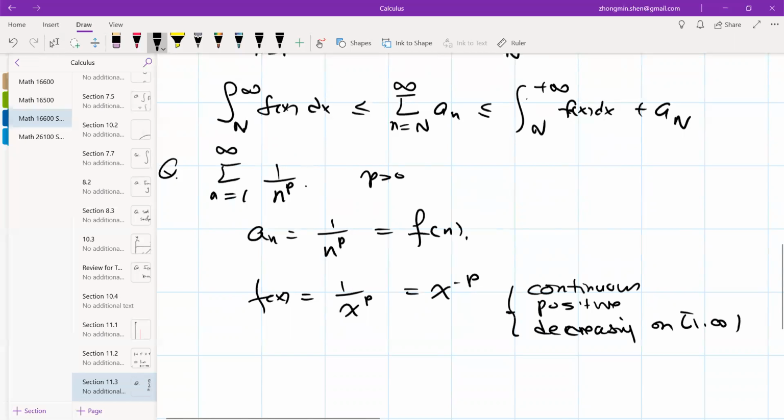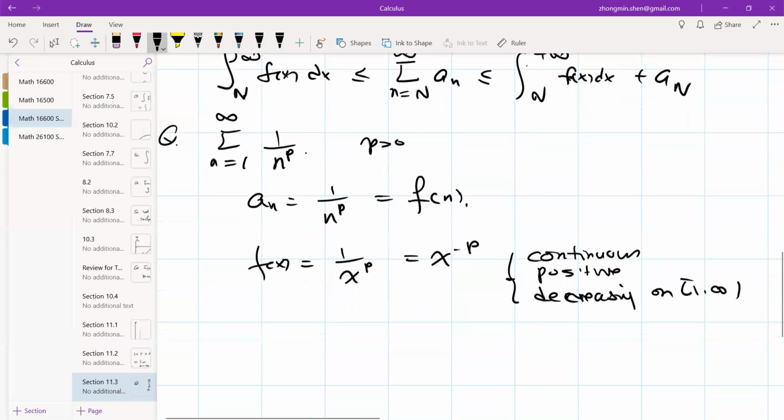Okay, it has three properties. So you can use this integral, use this function, to check the convergence of the series.